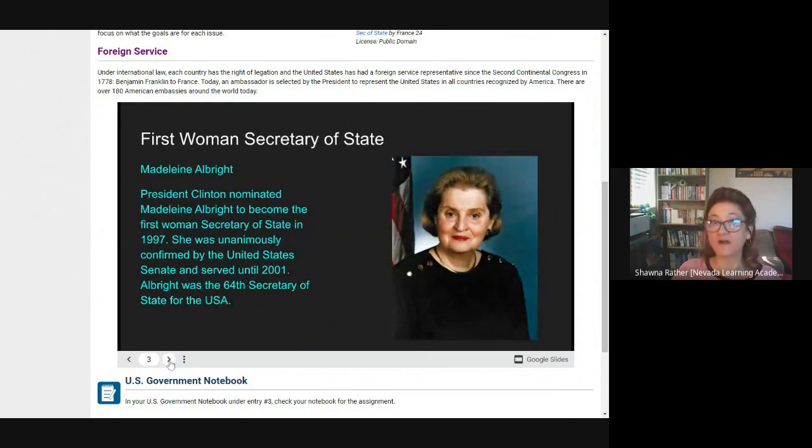The next one, our very first woman Secretary of State, was Madeleine Albright. She was nominated and brought on by President Clinton in 1997. She was unanimously confirmed by the United States Senate and served until 2001. A very smart woman, very no nonsense, but definitely knew how to talk to other nations, even those who did not like talking to women.